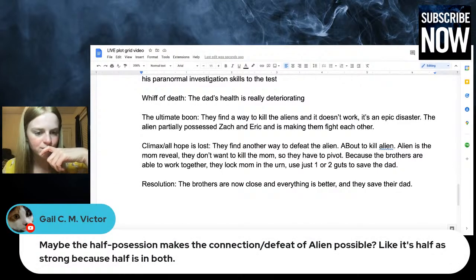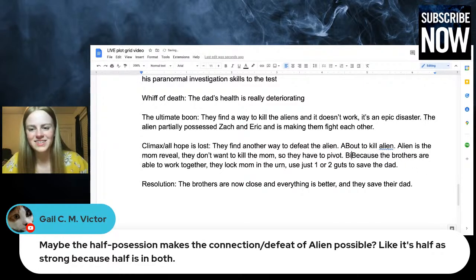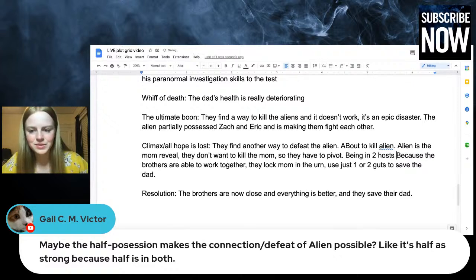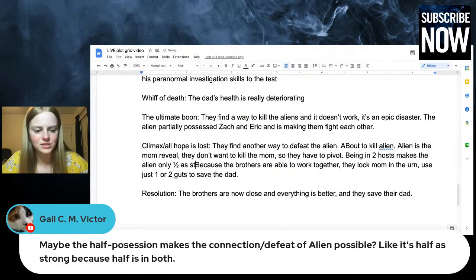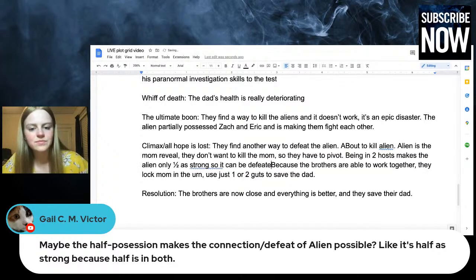Gail said, maybe the half possession makes the connection defeat of the alien possible. Like it's half as strong. That's a really good idea. I like that idea. Yes. Being in two hosts makes the alien only half as strong, so it can be defeated.